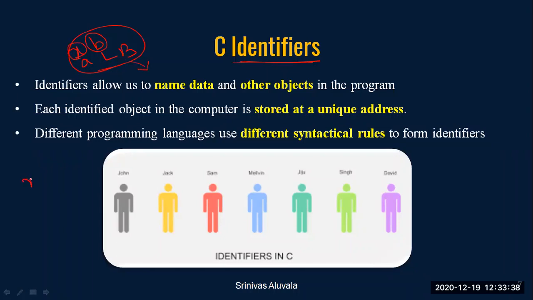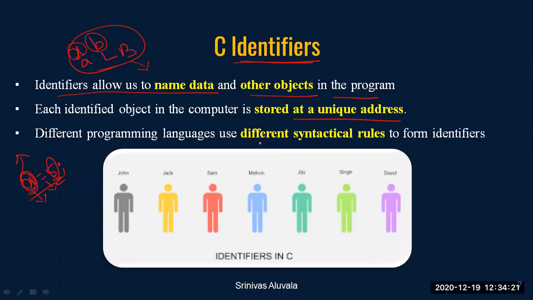When I say X equal to 5, what is this? X is a name, a symbol which is holding the value 5 in the memory of the system. So this X is an identifier, the name of the value. This name is going to have a location in the memory, and in that location 5 is going to be stored. So identifiers allow us to name data and other objects in the program. They have a unique address, and they are stored at that address.